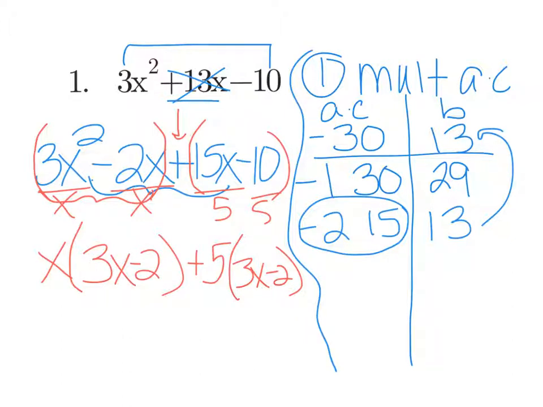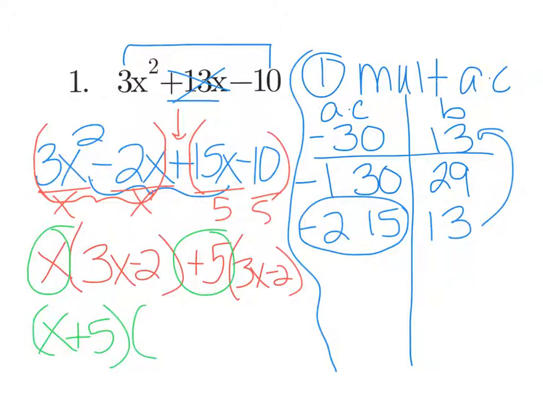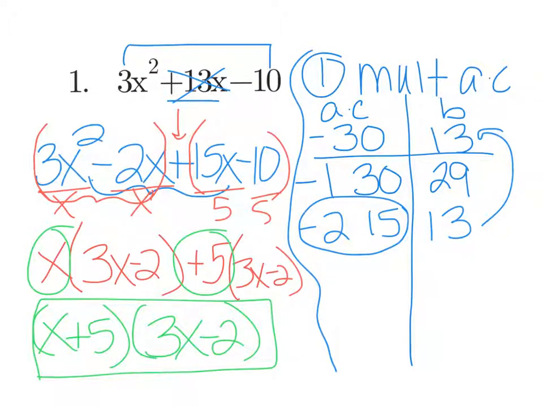Now for our answer, we are going to take the 2 things we factored out and put them in parentheses together. So I have x plus 5, and then what they shared goes in your next set of parentheses, and this is your answer. It doesn't matter which one you do first, as long as you're grouping them the same. Alright, let's try another one.